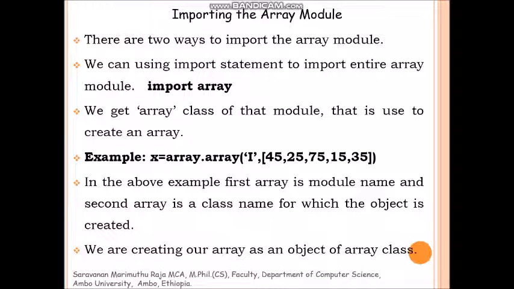In the above example, the first array is a module name and the second array is a class name for which the object is created. We are creating our array as an object of the array class.